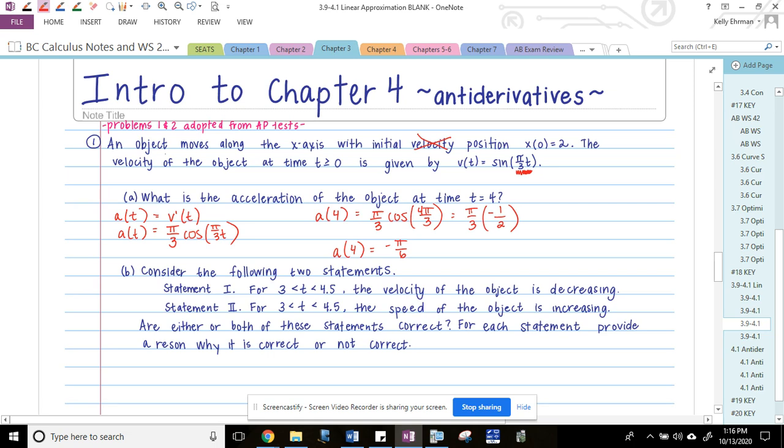And we don't have units in this problem. You don't have to write units per time unit squared, they're not going to make you write that out. But in general, acceleration, if this were inches per second, you would write inches per second squared, just FYI.